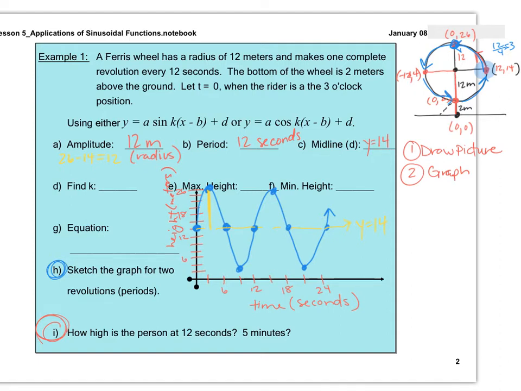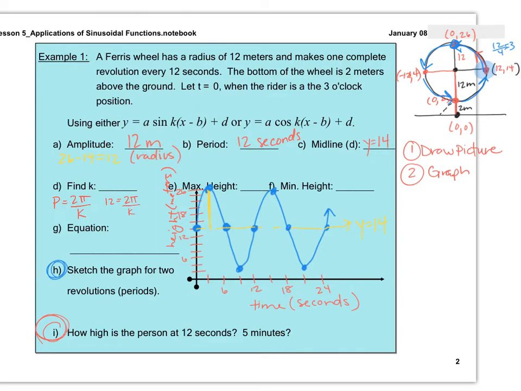Next, we need to find k, and k affects the period. And so I want you to remember this formula for sine and cosine. The period is 2 pi divided by k. Well, we already know the period is 12 seconds. So imagine 12 equals 2 pi divided by k. Let's try to solve this for k.